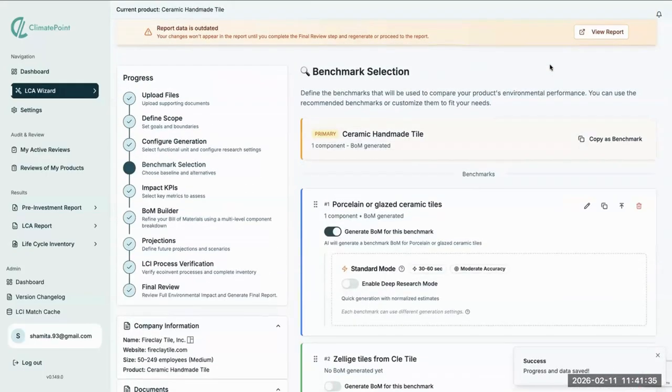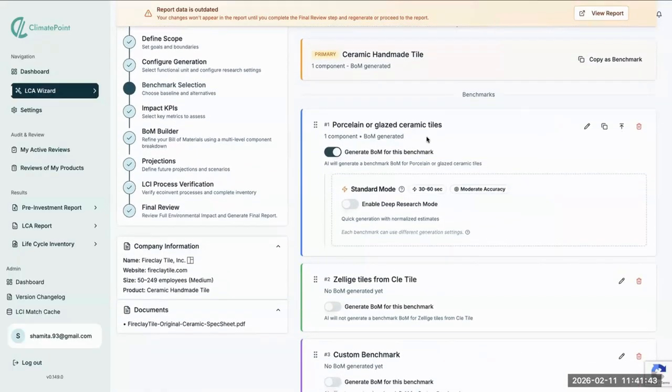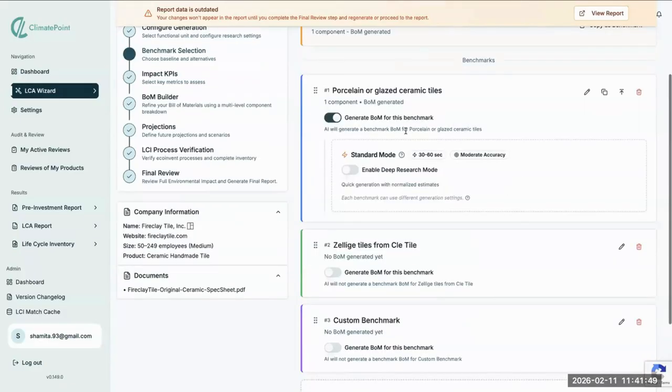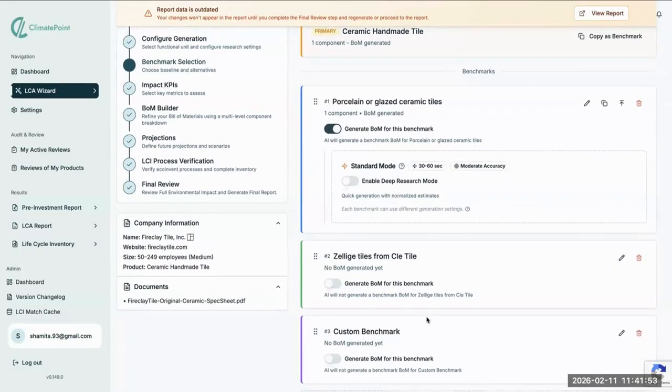Now the AI tool already suggests what benchmark you can go for. So again, the primary benchmark that you can go for is, say, a traditional technology. In this case, we're comparing it to a porcelain tile or a glazed ceramic tile. You can also see other competitor products that the AI tool finds for you and says, in your industry, here are, say, three companies that are doing similar work. Do you want to compare yourself to them?